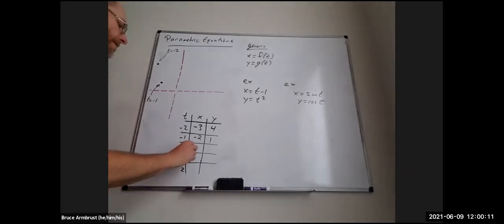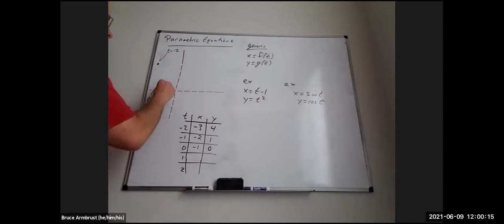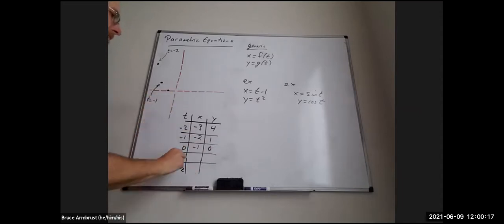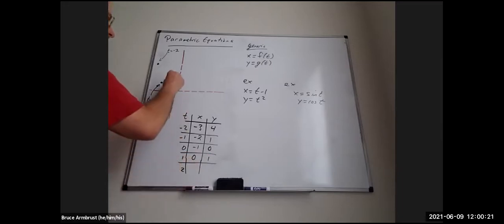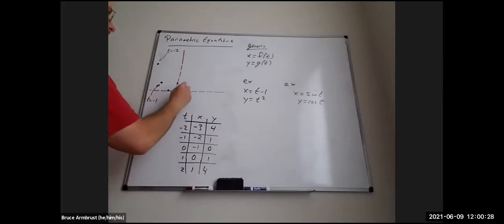If I plug in 0, I get -1 for my x and 0 for my y. That's right there. When I plug in 1, I get 0 for my x and 1 for my y. And then when I plug in 2, I get 1 for my x and 4 for my y.